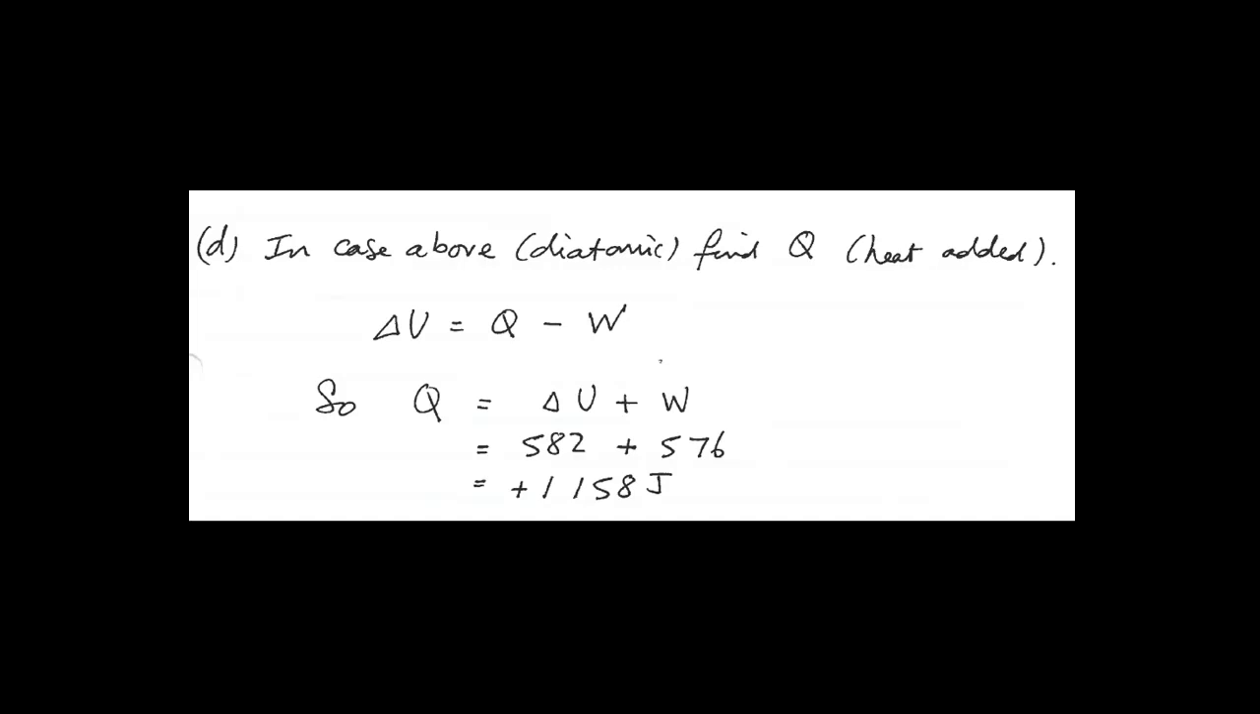Part D, in the case above, also diatomic, find the heat added. Well, from the first law we know delta U equals Q minus W. Q equals delta U plus W, which is plus 1,158 joules, so positive heat is added.